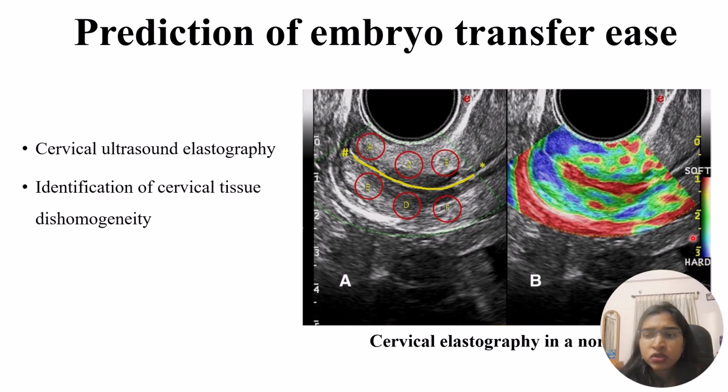This is the cervical elastography in a normal case. Here it is red, that means it is soft. Around that it is green, which is a little harder than the inside, and outside it is blue, that is hard.